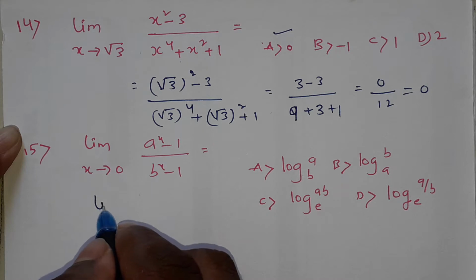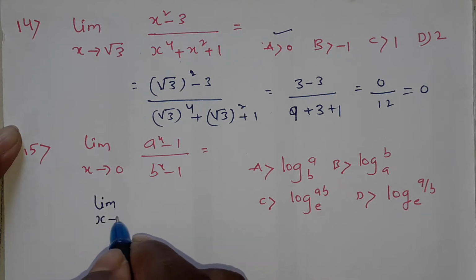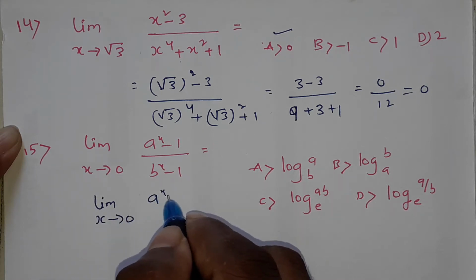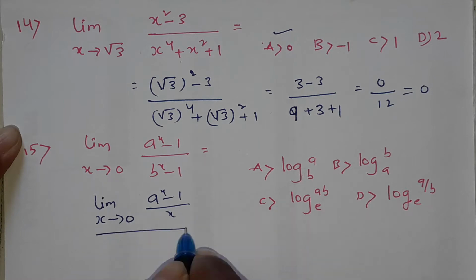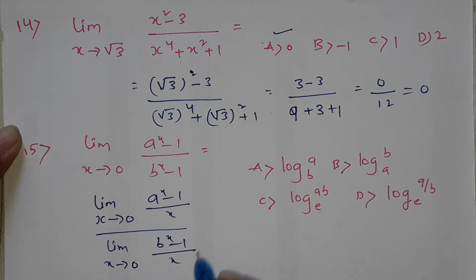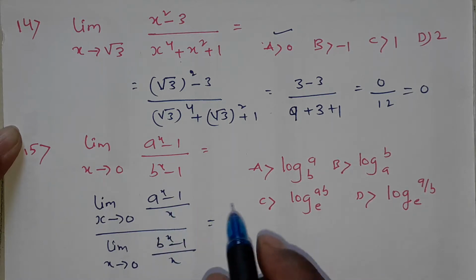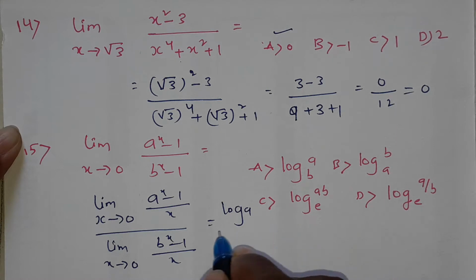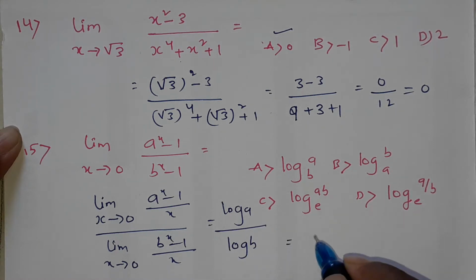Same numerator and denominator, dividing with x, limit x tends to 0 (a^x − 1)/x minus (b^x − 1)/x. So your answer is log a minus log b. This is a direct formula, we apply it directly, log a base b. Option A is the right answer.